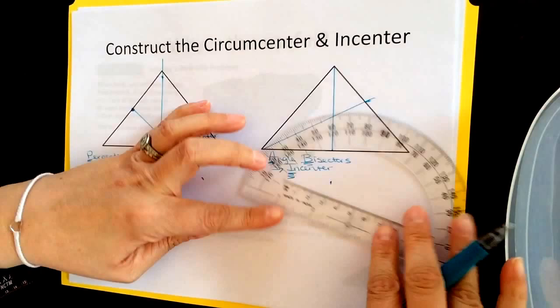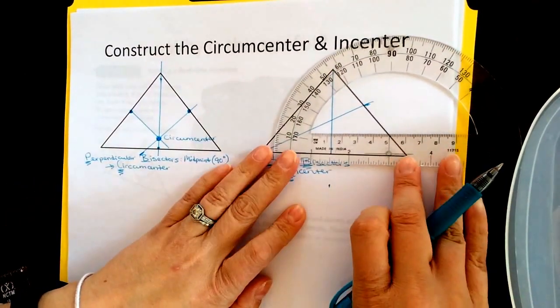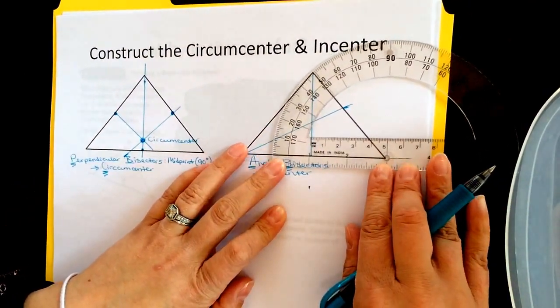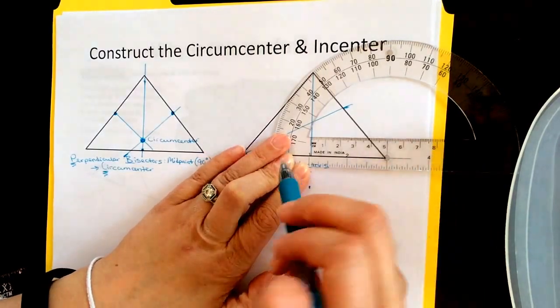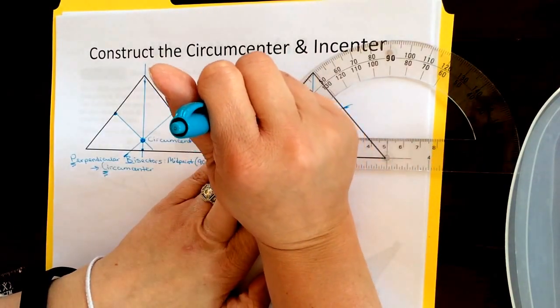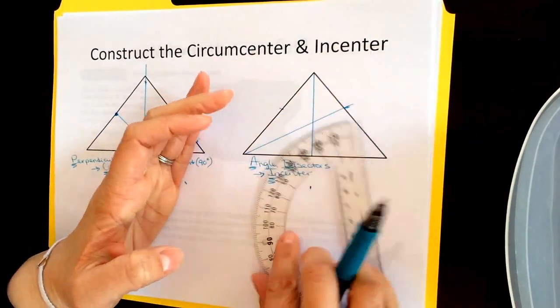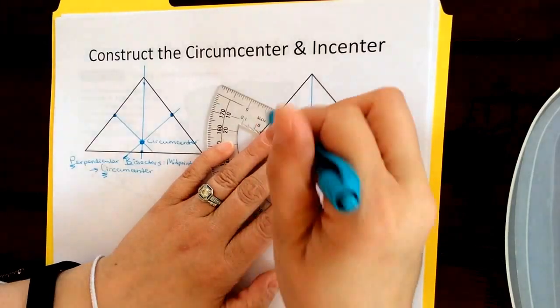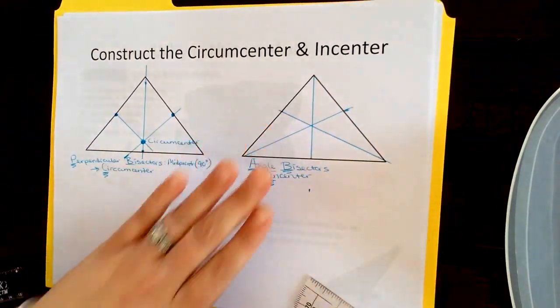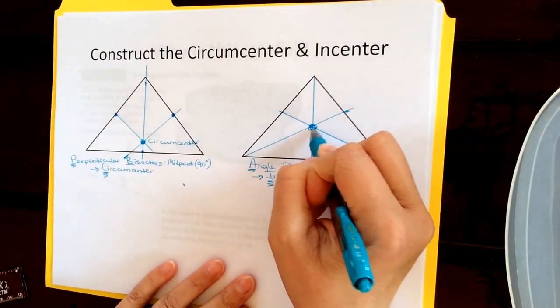Bisect that angle, and then measuring this angle over here is just shy of 50, so we're going to go just a little bit shy of 25. And where our angle bisectors intersect is our incenter.